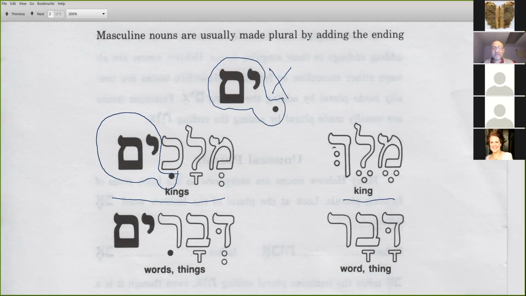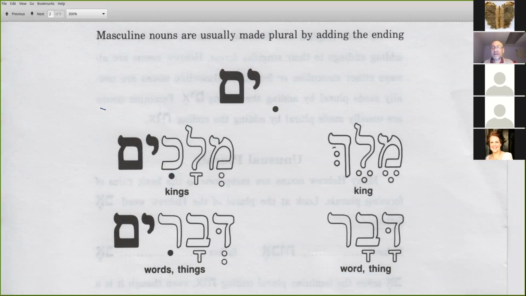And notice that this Haf Sofit, because it no longer becomes the last letter in the word, reverts to its normative form. Melachim, because we're adding the suffix on, right? And notice that this is, for the most part, masculine.